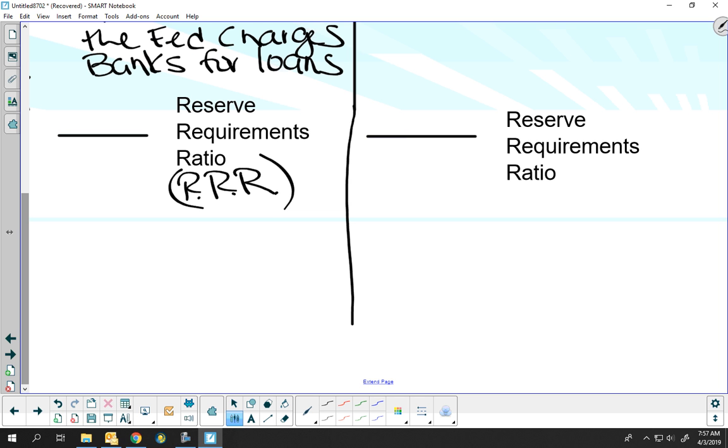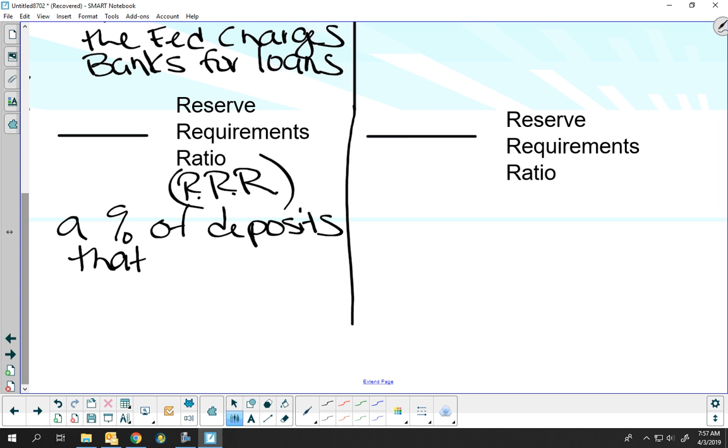So each bank, how much money is in the vault? It depends. It is a percentage of deposits. So the more deposits the bank has, the more money, but it's still the same percent. It's usually around 10% or 5%, something like that. A percent of deposits that must be kept in the bank at all times.